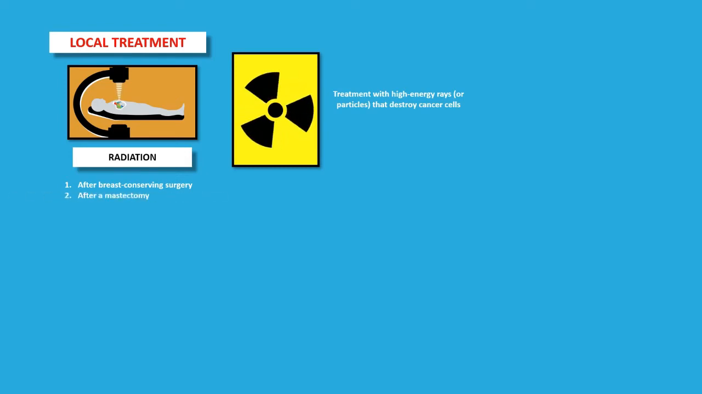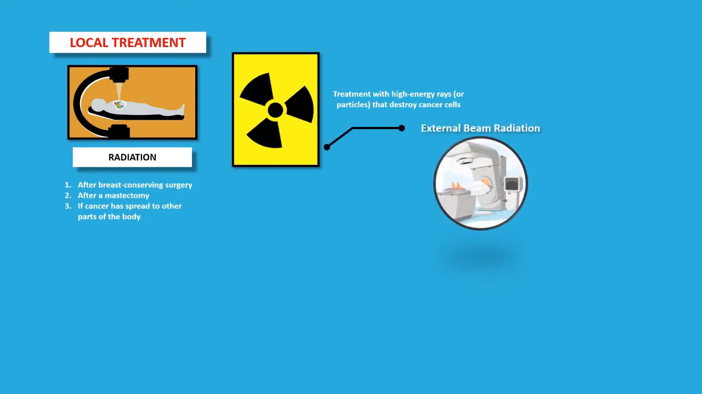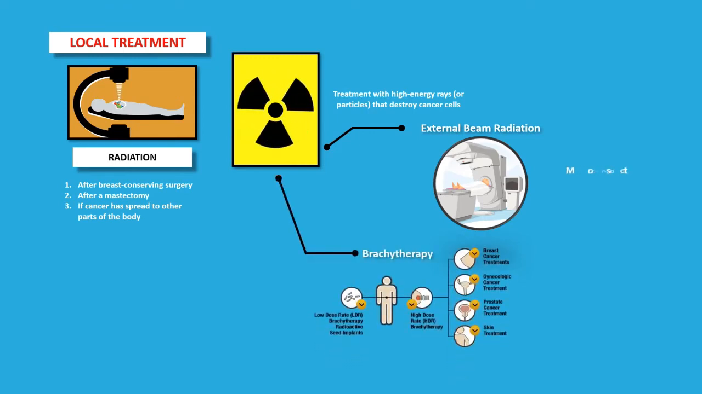was larger than 5 centimeters, if cancer is found in many lymph nodes, or if certain surgical margins have cancer, such as the skin or muscle; if cancer has spread to other parts of the body, such as the bones or brain. The main types of radiation therapy that can be used to treat breast cancer are external beam radiation therapy and brachytherapy. External beam radiation is the most common type of radiation therapy for women with breast cancer.